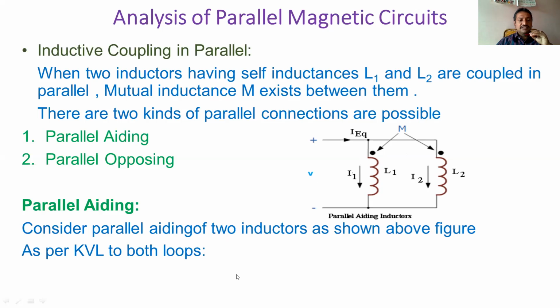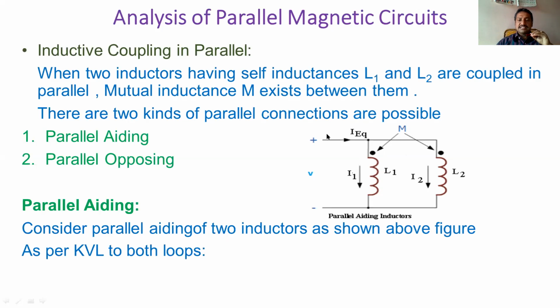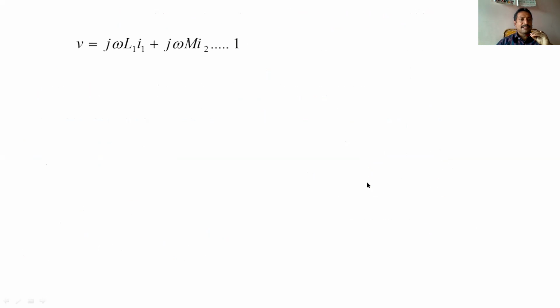As per KVL, for both the loops, what is the KVL? Algebraic sum of voltages and voltage drops in a closed loop. What is the voltage? V. What are the voltage drops? Two voltage drops: self-induced EMF and mutual induced EMF. So V is equal to j omega L1 I1, self-induced EMF, plus j omega M into I2, mutual induced EMF.